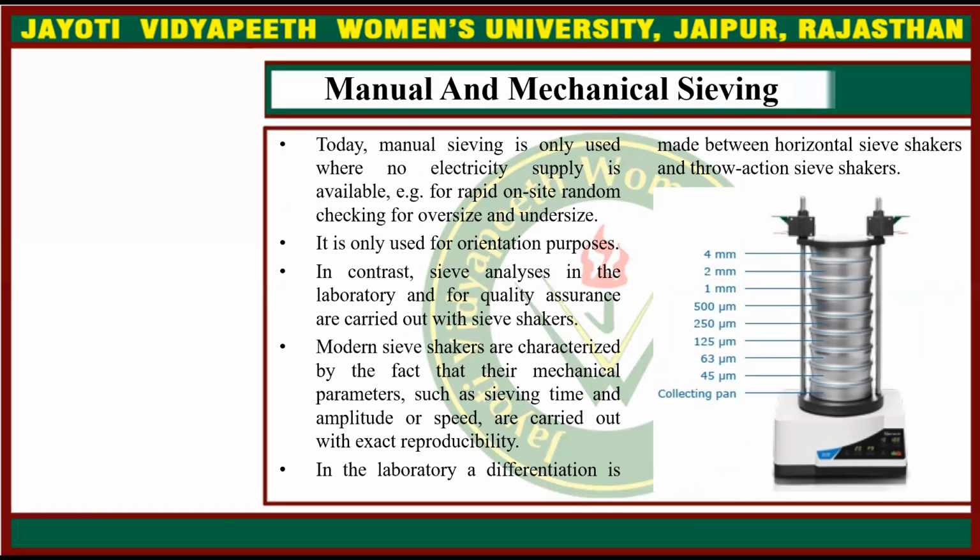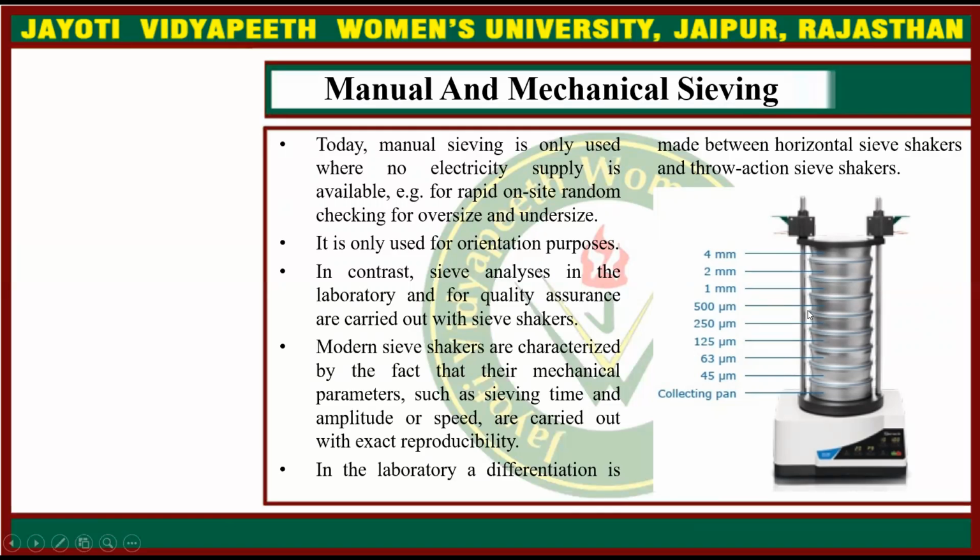Manual and mechanical sieving. Today, manual sieving is only used where no electricity supply is available. For example, for rapid on-site random checking for oversize and undersize. It is only used for orientation purposes. In contrast, sieve analysis in the laboratory for quality assurance is carried out with sieve shakers. Modern sieve shakers are characterized by the fact that their mechanical parameters such as sieving time and amplitude or speed are carried out with exact reproducibility. In the laboratory, a differentiation is made between horizontal sieve shakers and throw action sieve shakers.